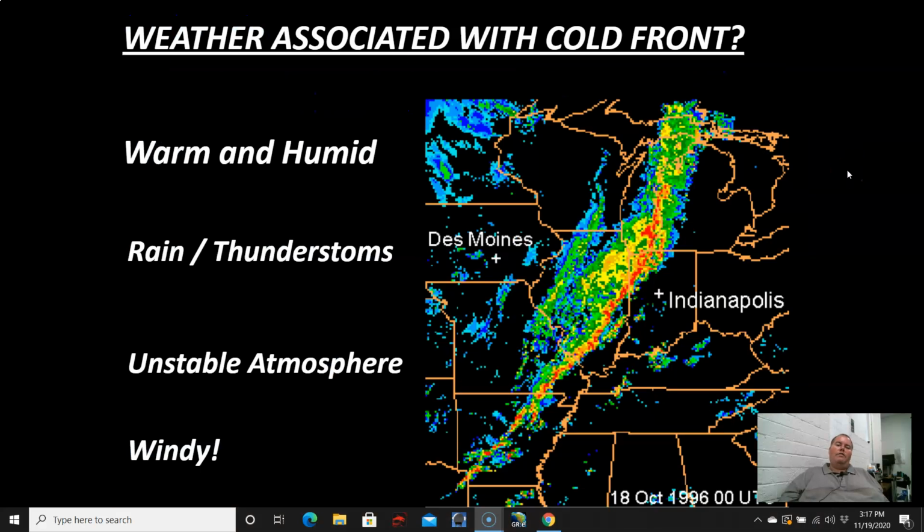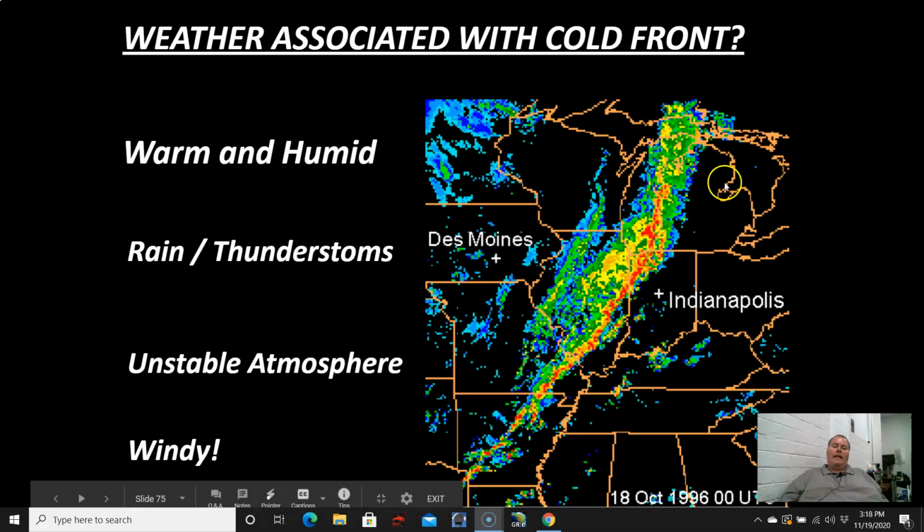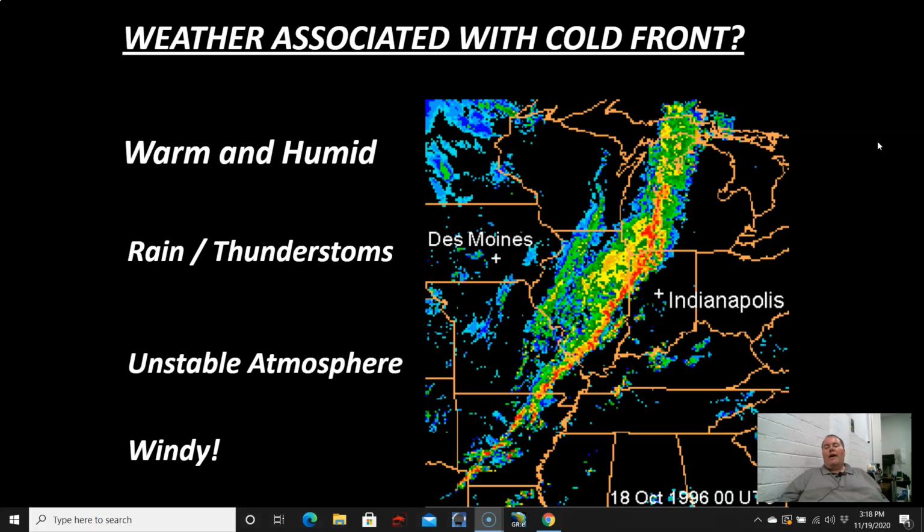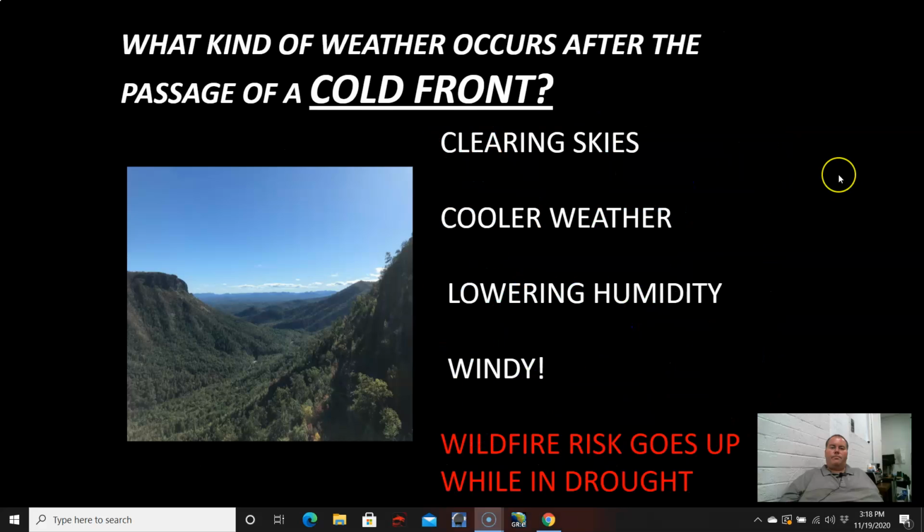So, what kind of weather is usually associated with a cold front? Several kinds. Number one, warm and humid out ahead of it. Two, rain, thunderstorms, an active weather pattern, an unstable atmosphere, and potentially windy weather. Here's a look of a radar image of a line of thunderstorms that's moving across the middle part of the country. That is along a cold front. So that is the kind of weather you usually see during a cold front. Warm and humid, stormy, unstable.